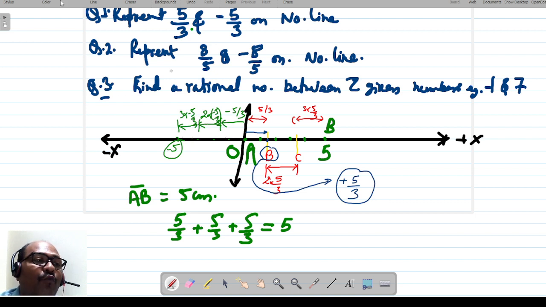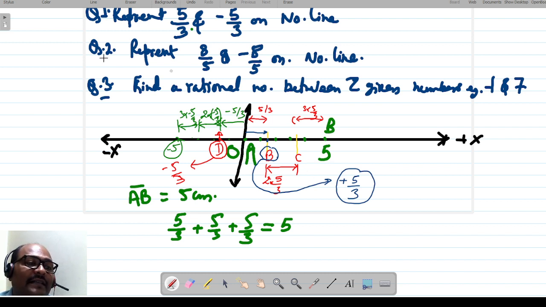So this is a point, let's say it's D, a point which is at a distance of minus 5 by 3. So we can say that this D is minus 5 by 3, right students? I hope you are able to understand the concept behind how we draw or mark a rational number on the number line.